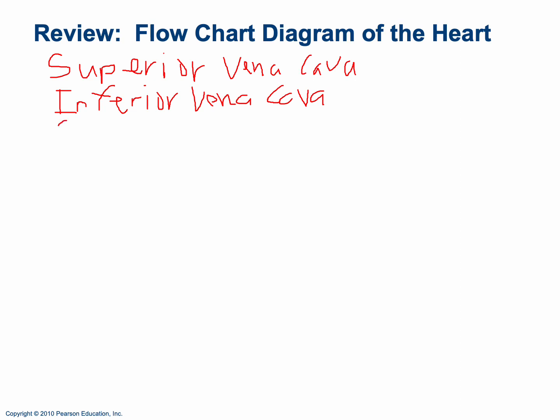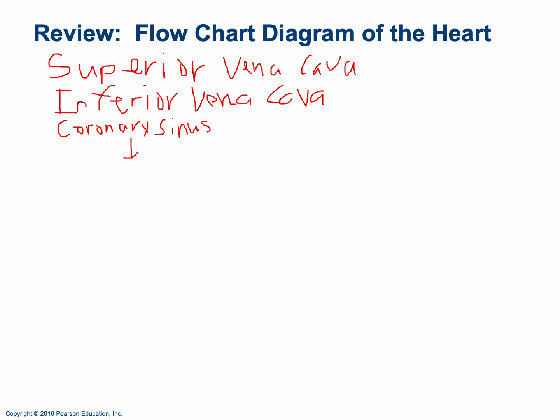And then, of course, we don't want to forget about the coronary sinus. And this blood vessel is draining the oxygen poor blood from the actual heart muscle, the myocardium.